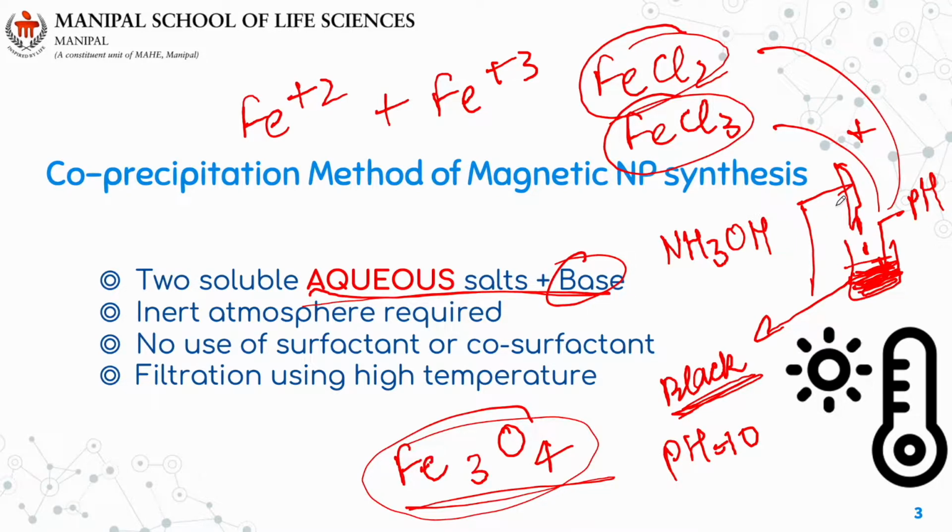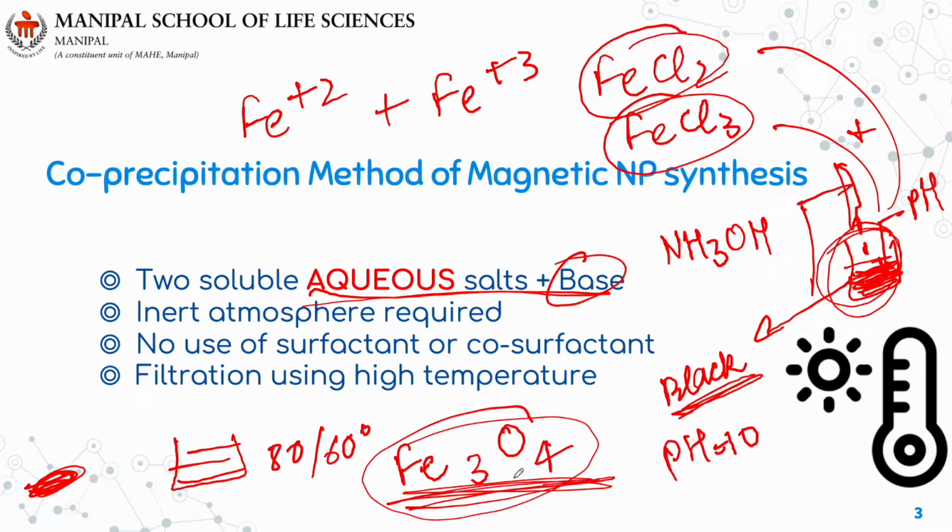Now we'll place this beaker into a microwave oven or similar and heat it for around 2 hours at 80 degrees Celsius or 60 degrees Celsius, depending on the morphology of nanoparticles that we want. Temperature can be varied, pH can also be varied. The ionic concentration of Fe2+ and Fe3+ can also be varied depending on the type of nanoparticle that we want. After heating, we'll get a black precipitate. That black precipitate is nothing but the nanoparticles of Fe3O4.